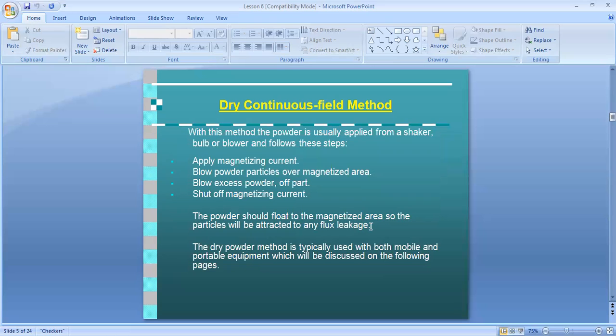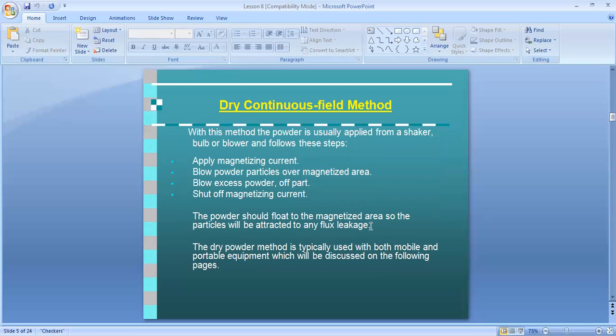Now this is dry continuous, means dry powder instead of wet method. We are using dry in some cases. Suppose job temperature is high, and then we can't use wet method. Otherwise, the water or the oil will evaporate. No? So in that case, we have to use dry particles, dry method.